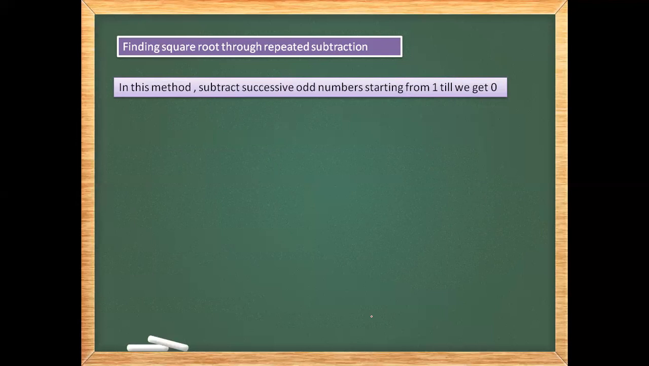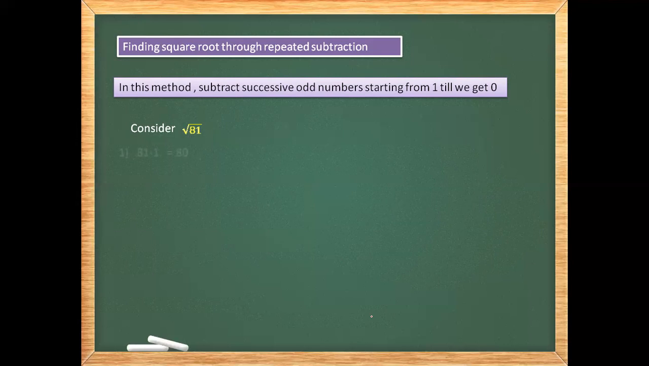In this method, what are we going to do? We are just going to subtract successive odd numbers starting from 1, meaning 1, 3, 5, 7, 9 and so on. We have to subtract those numbers till the answer gets 0. Consider root 81. Suppose I want to find the square root of 81 using this repeated subtraction. So what do we have to do? We have to subtract odd numbers. So let us start with 1, because they are saying starting from 1.